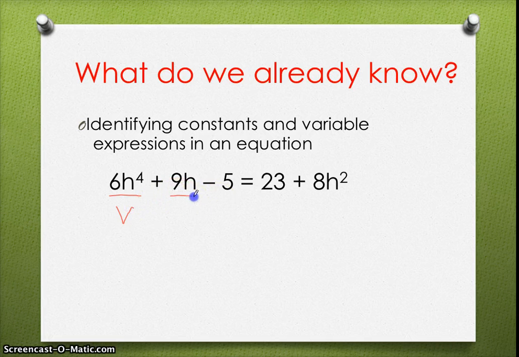9h has a letter in it, and I'm also going to label that a V. When I see a number isolated on its own and it's not next to any letter, it's no longer a variable expression, it's just a constant. Similarly with the other two terms on the right side, we have a 23. That is a constant because there's no variable. And then we have 8h squared, which is a variable because we have the letter h in our term. So we want to be able to identify the constants and the variables in our equations in order to know which parts to combine together.